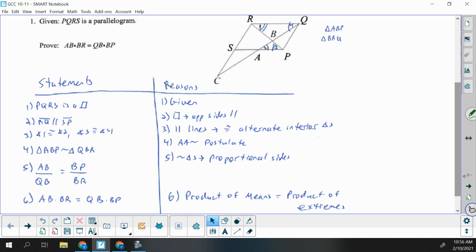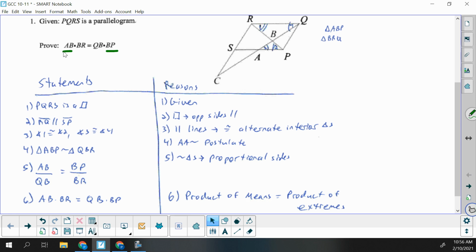So start out, identify your triangles. We got AB. Well, there's only one triangle that has AB as a side. That would be ABP. So ABP has AB as a side and BP as a side. So that means BR and QB must be sides in the other triangle. That means we've got BRQ there. So we've got that little one on the bottom and then the top one.